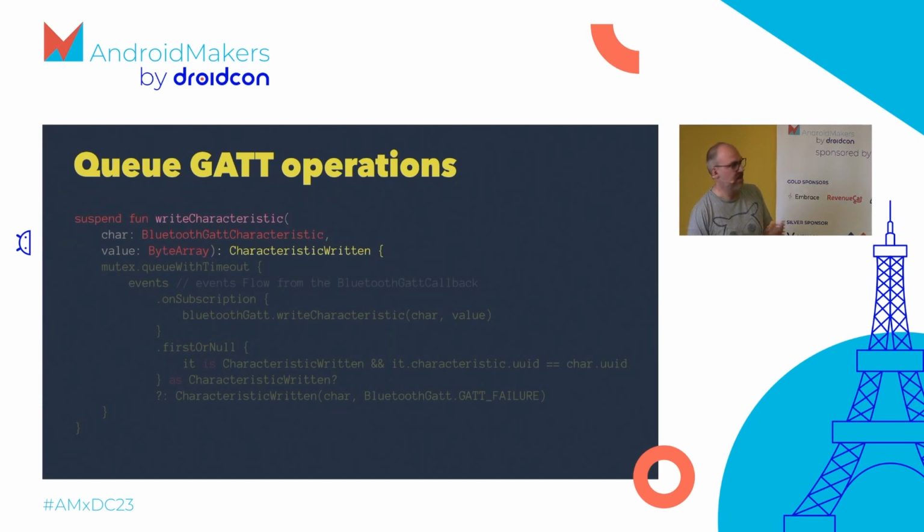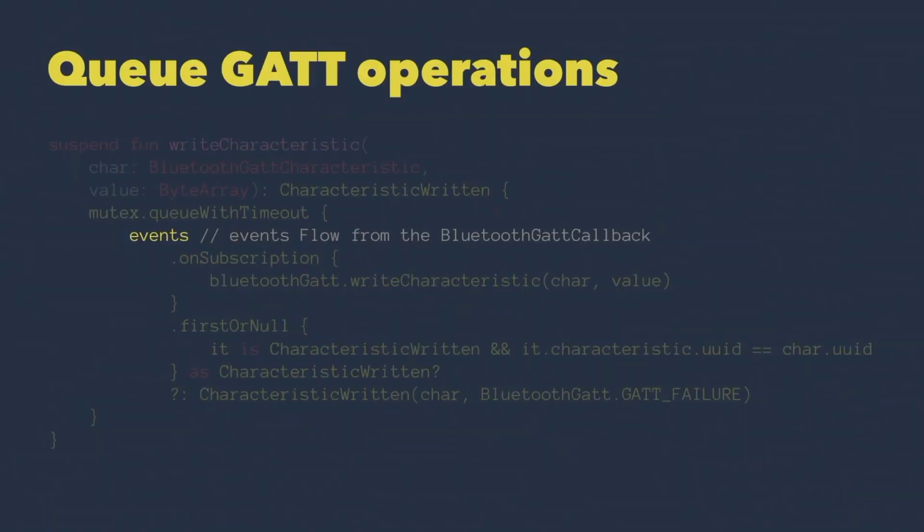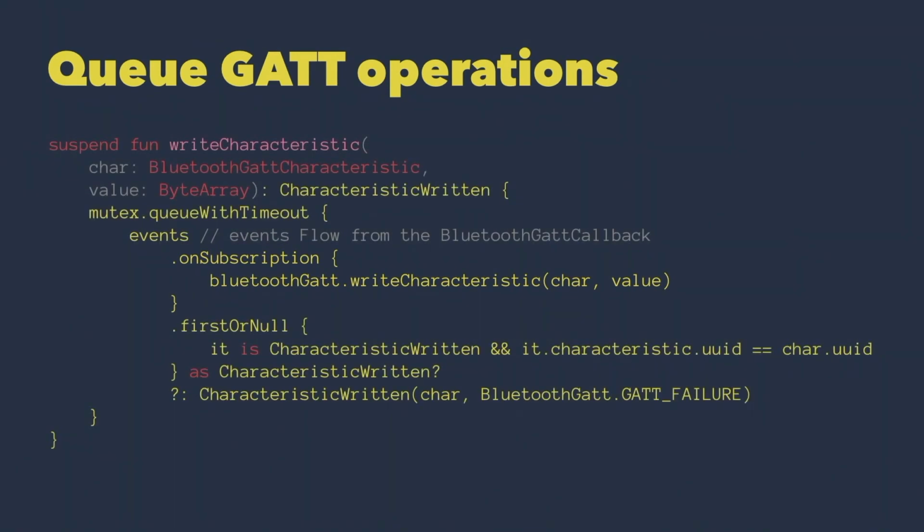So how do we use that? Well, let's write our own write characteristic method. So we call the mutex queue with timeout. We have the events coming from the Bluetooth GATT callback that we saw earlier. And we say, on the subscription, then we do our actual call to the Bluetooth GATT object. Here we say write characteristic. And then we say first or null on these events that matches characteristic written and matches the UUID. And if not, we say failure.